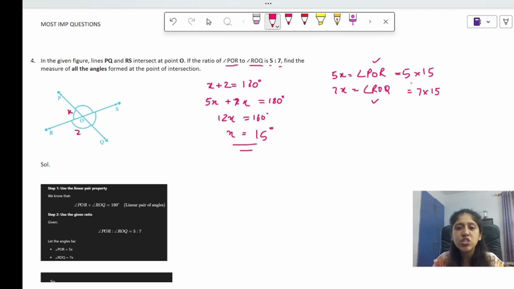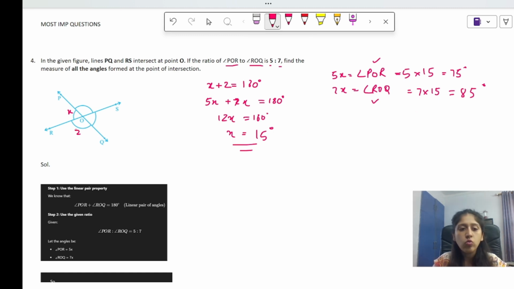This multiplication and all can be done. This is really easy. But what you need to understand is that this is 75 degrees and this is 85. Right? This is very easy. You can actually do it by yourself. But the thing is how to analyze the question, how to approach the question.